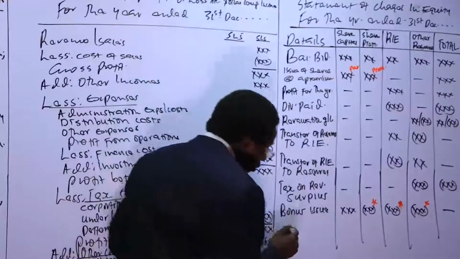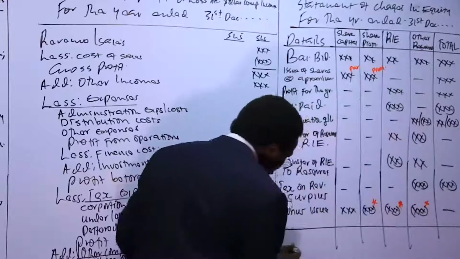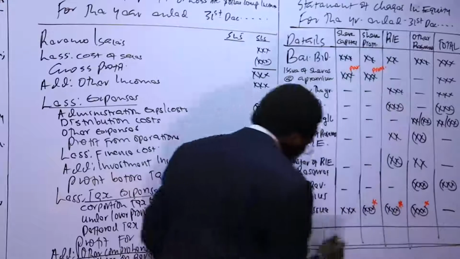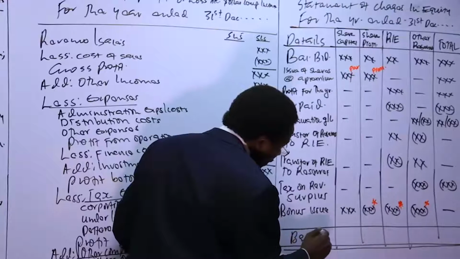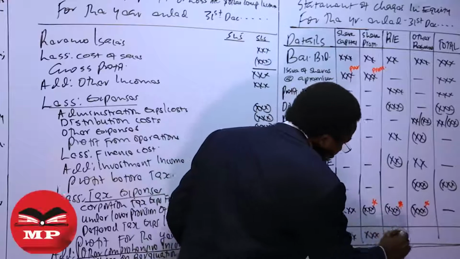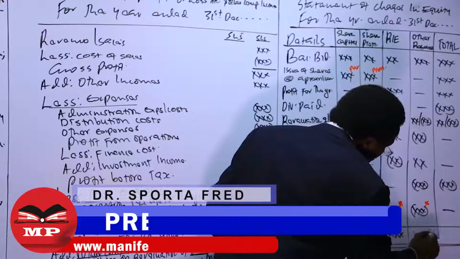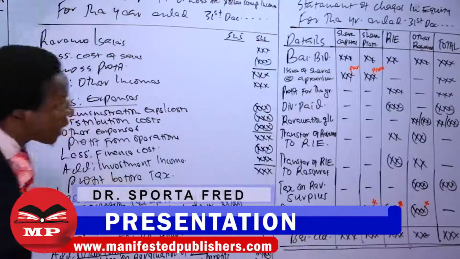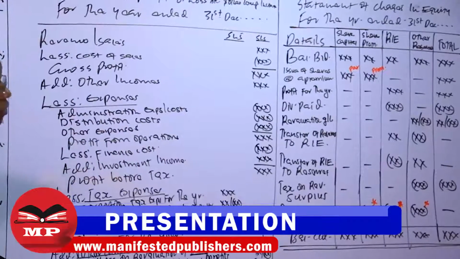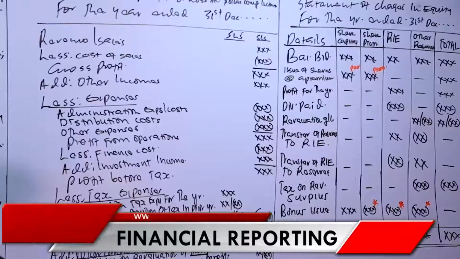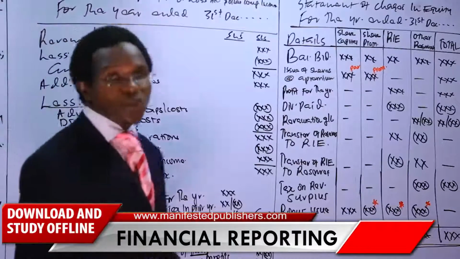Apart from that, now we get the total. These are the totals, friends. These are the totals that will be reported in the statement of financial position at the reporting date. Now that's the statement of changes in equity, friends.